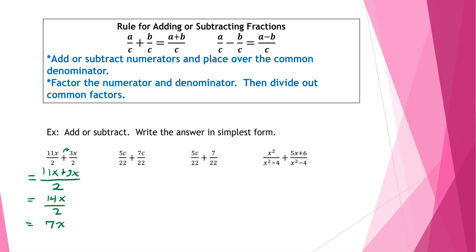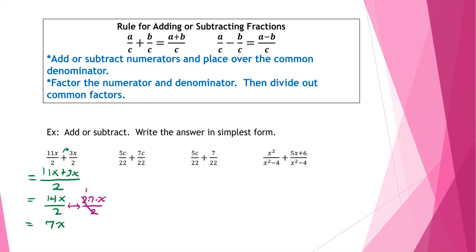If you want, you could factor to get there. 14x is really 2 times 7 times x, over 2. Those divide out to 1, and 1 times 7 times x is 7x. That's an alternative way to get the same answer.